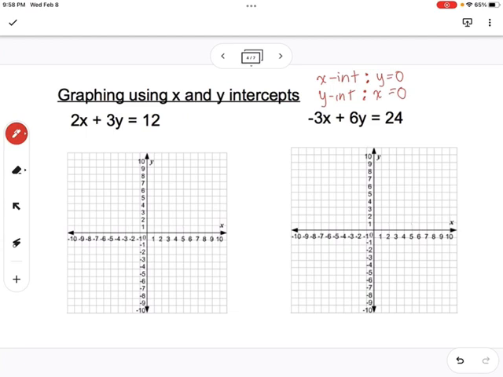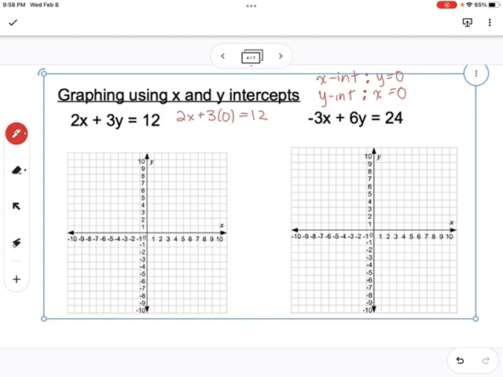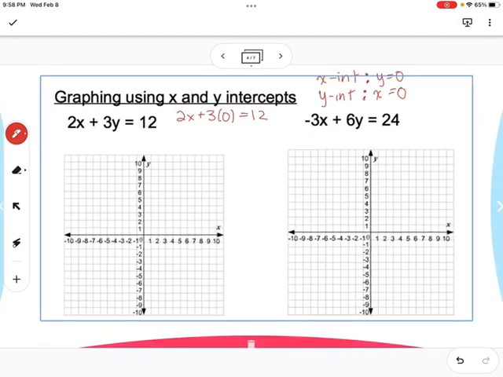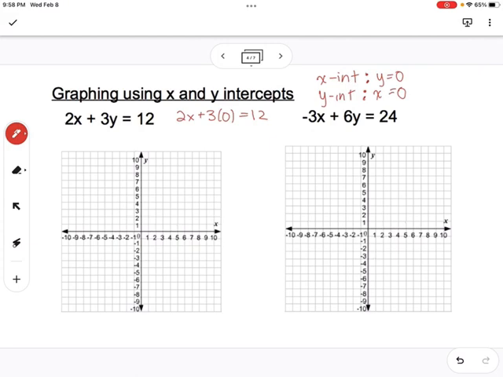So in order to find what those x and y intercepts are, we need to plug the y equals 0 into the equation here, and then we'll need to be plugging in the x equal to 0 into that same equation. So first, if we put y equal to 0, we're going to have 2x plus 3 times 0 equals 12. So 3 times 0 is 0, so we're left with 2x equals 12.